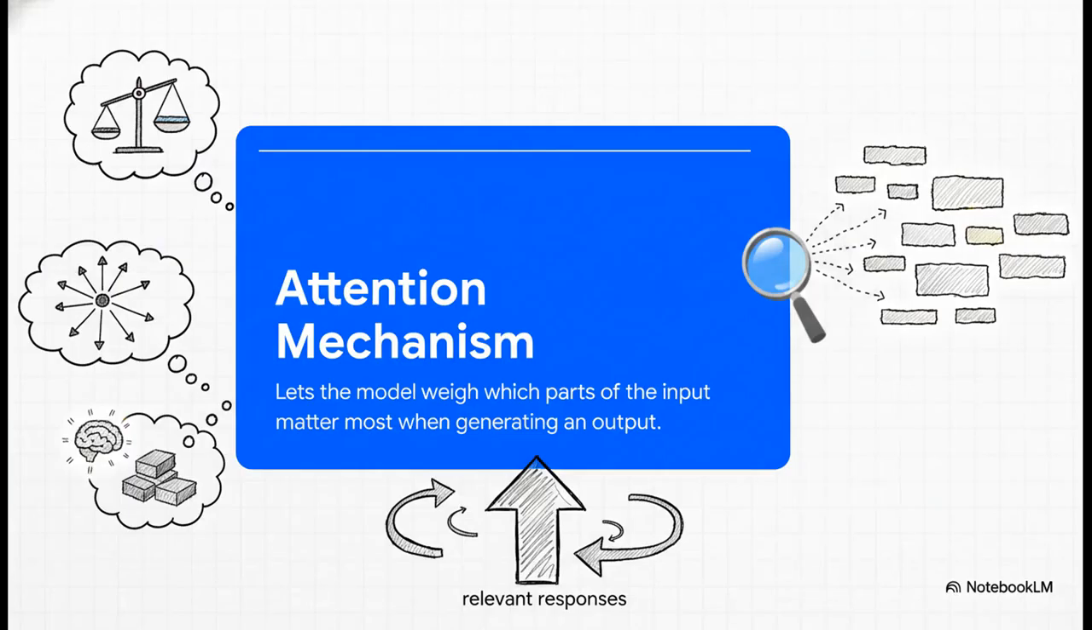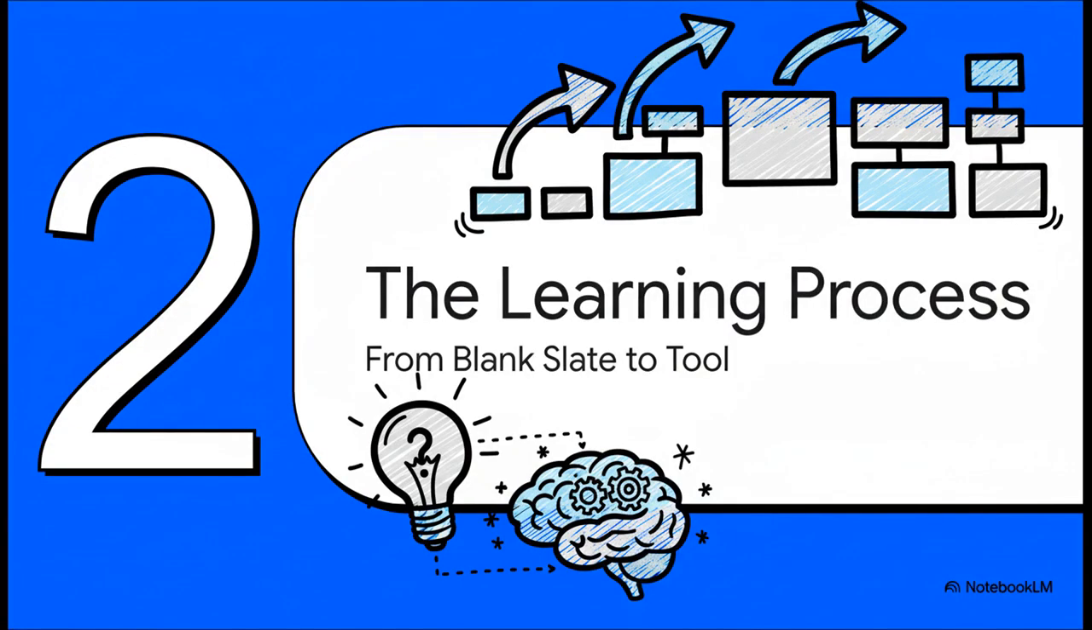And what's the real superpower of that transformer? It's something called the attention mechanism. This is how a model genuinely understands context. It lets the model figure out which words in a sentence are the most important, allowing it to pick up on nuance and generate responses that actually make sense. Okay, so we've got our blueprint. Now, let's actually bring it to life.